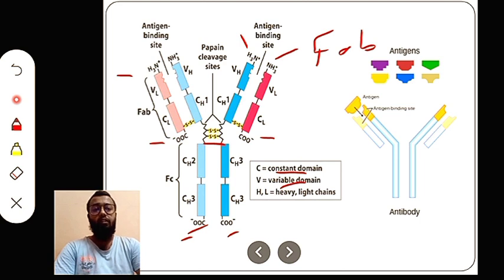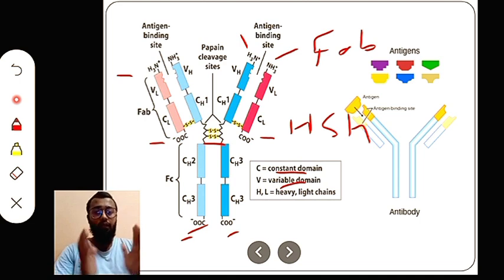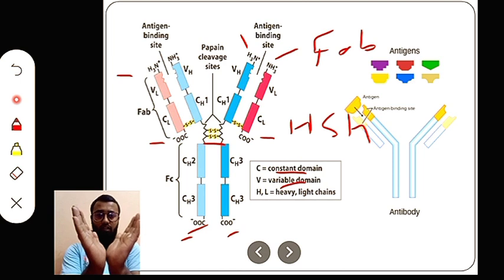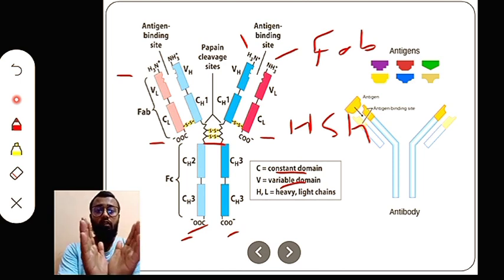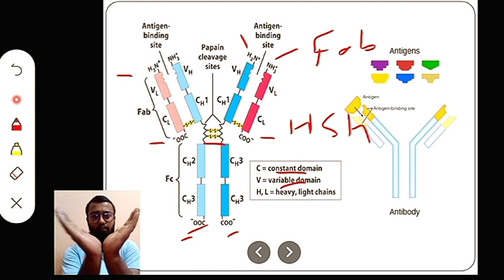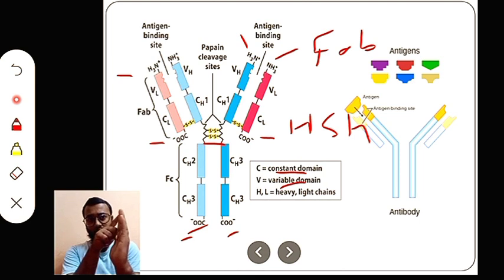This hinge region mainly consists of the amino acid proline, being high in proline, and is made up of disulfide bonds, S-H, S-H. Remember, students, the hinge region mainly consists of disulfide bonds, and these disulfide bonds keep the structure of the antibody intact. This Y shape is held intact by the disulfide bond, and this makes the hinge region. This is the FAB region, the antigen binding fragment, and this is the hinge region.